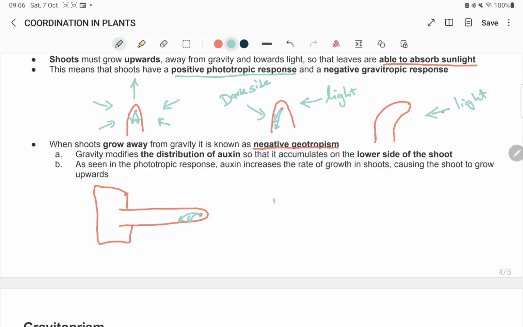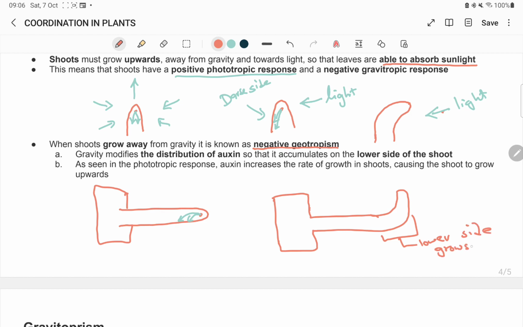This will lead to the lower side growing faster, leading to a bend away from gravity. So this is what we mean by negative geotropism, bending away from gravity.